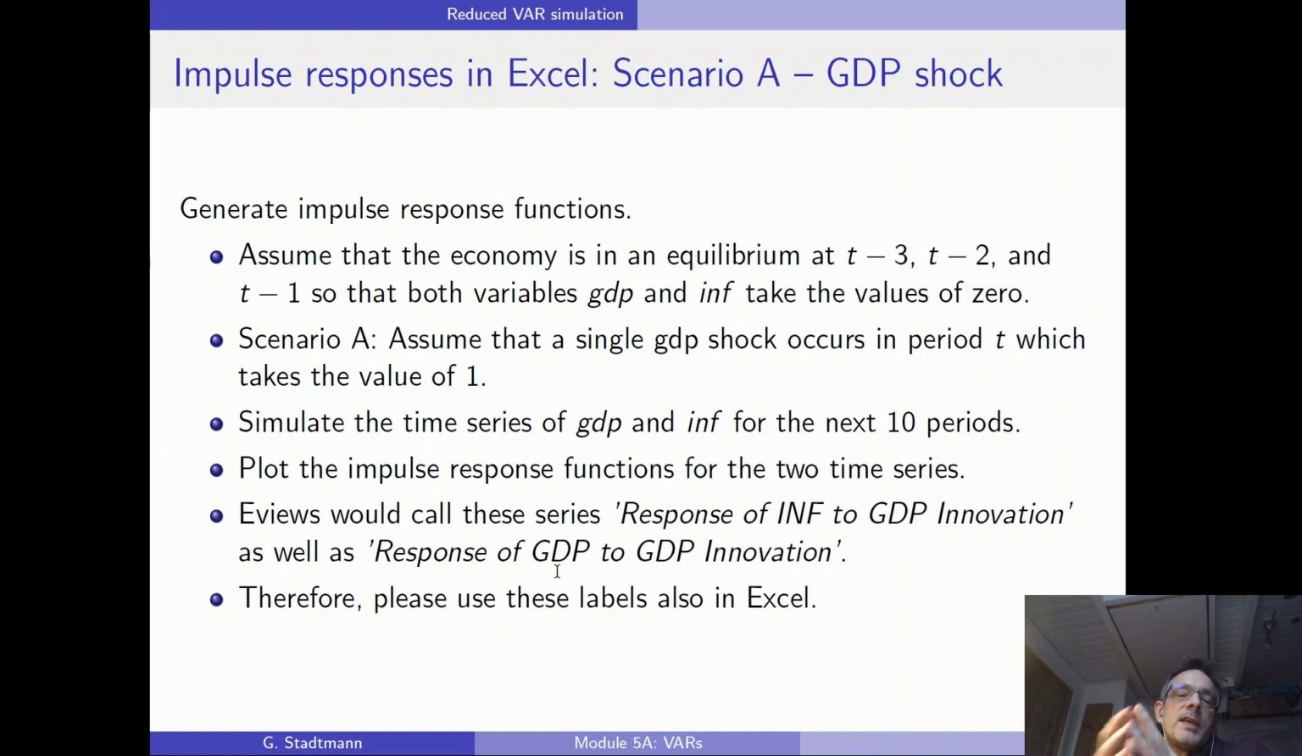So this is the assignment question now. You should simulate impulse response functions in Excel. In scenario A, we are looking at this GDP shock.